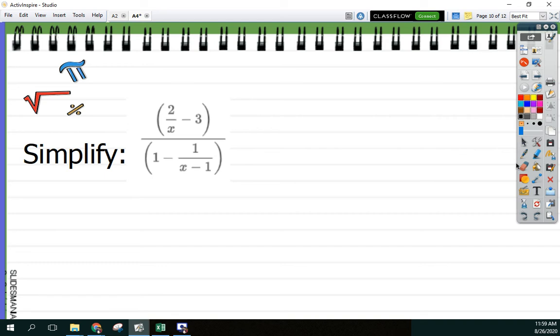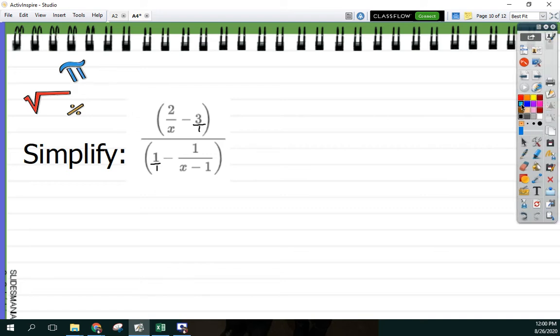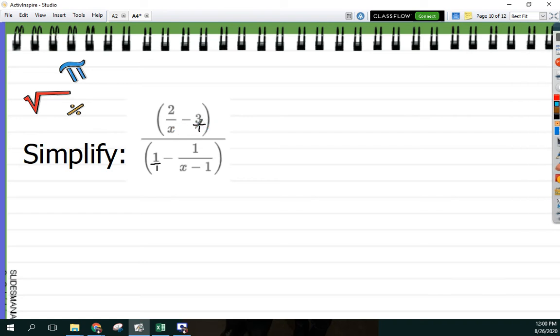So notice that technically underneath our 3 and our 1, we have an understood denominator of 1 there. And that makes our lives a little bit easier because then I'm just looking at what is the least common denominator of x and 1. It's going to be x. So then the only fraction that's missing something is my second fraction. And then again, looking at my big denominator, I have 1 and x minus 1. So that means that my common denominator is just going to be x minus 1. So the only thing that's missing something is my first number.